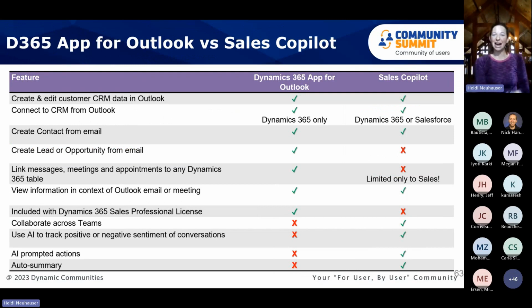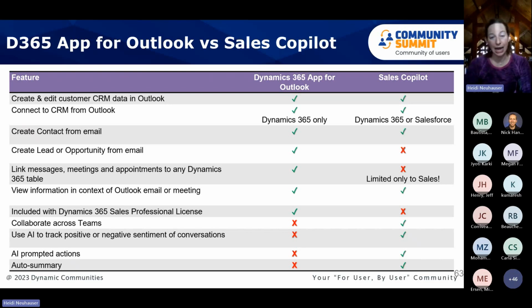All right, now, cool. Dynamics app for Outlook has been around for years. Works great. Sales Copilot is the shiny new thing. Sales Copilot says they can do the same thing as Dynamics app for Outlook. Which should I use? I use both. I've been using the Sales Copilot since it was Viva Sales. I love it. I think it's incredible, but it's not comparable to the app for Outlook, and I'm going to show you why and how.